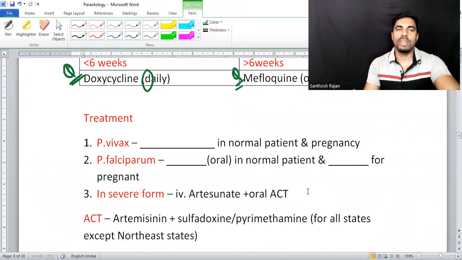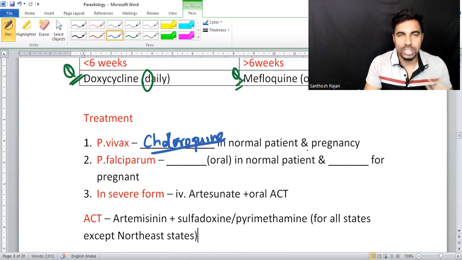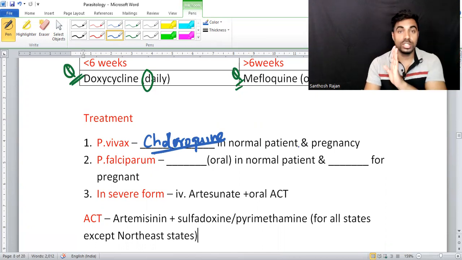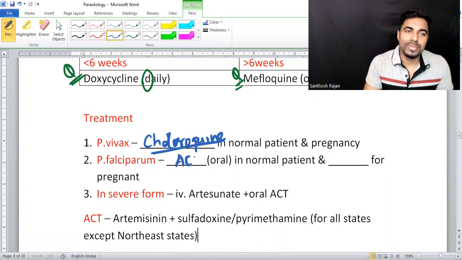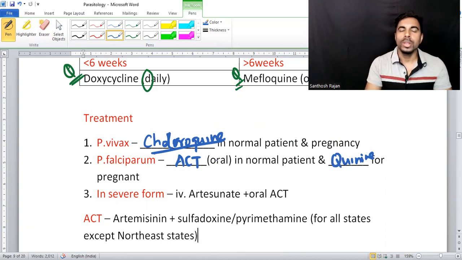So treatment. Treatment for vivax, whenever it's vivax, still chloroquine. Chloroquine in normal patients, and in pregnancy what are we going to give? Chloroquine, because it's safe. For falciparum, we have to give ACT therapy. Oral ACT we are going to give for normal patients, and you give quinine for pregnant ladies. Okay, remember that. If it's vivax, chloroquine is sufficient in pregnancy. That question is asked, pregnancy with vivax. But if it is falciparum in pregnant ladies, you're going to give quinine.